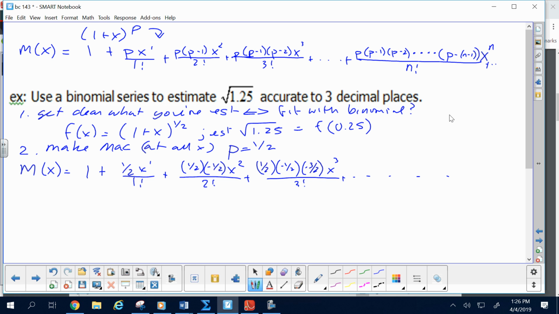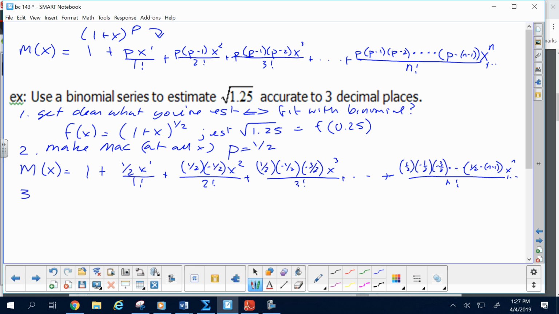And I could write a general term if they ask me to. It's always going to be 1/2 times negative 1/2 times negative 3/2, and I'm going to keep multiplying until my last factor, which is (1/2 minus (n minus 1)), x to the n over n factorial. All right, so there's my Maclaurin.